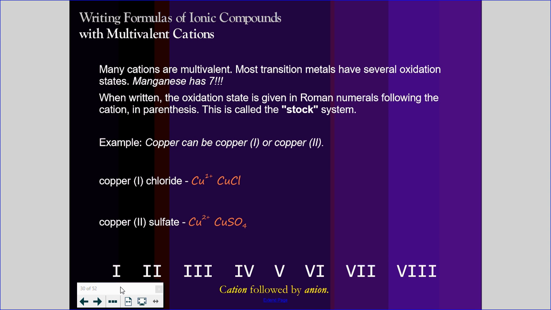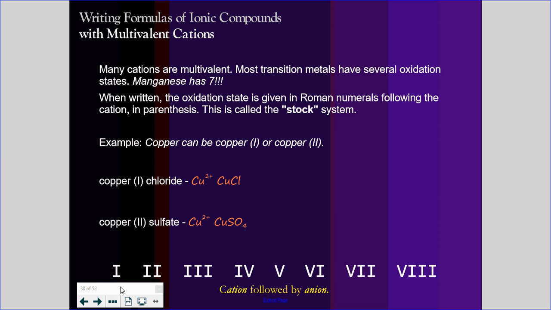Welcome to video 3. In this video we will work on writing formulas and naming ionic compounds that contain multivalent cations, and we'll also talk about hydrates. First, keep in mind that many of the elements in the periodic table are not monovalent, and they do carry many charges, but that doesn't mean we can't name them.